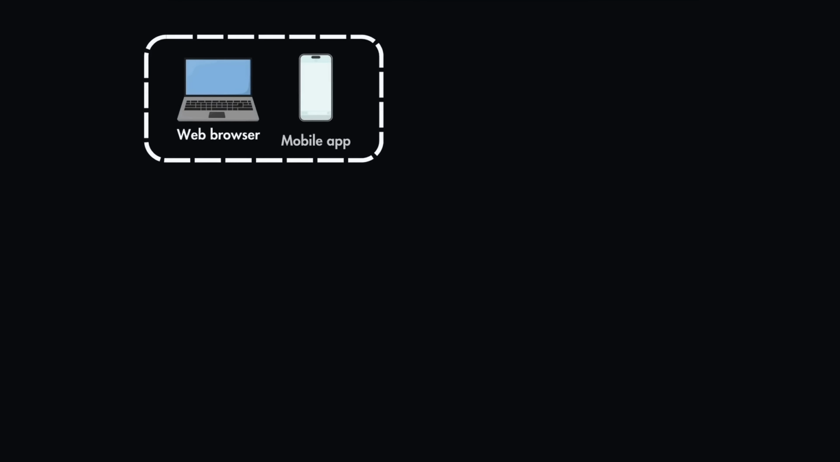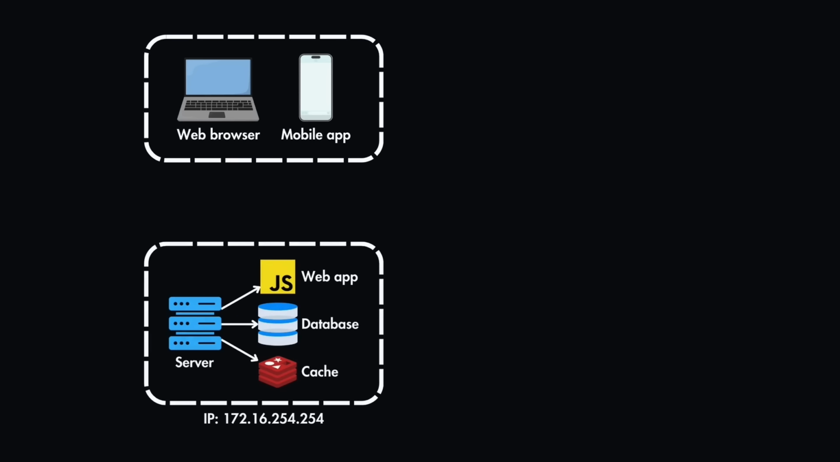We have some users who are trying to access our website or our API on the server. They can be either using the web browser or a mobile app to access our server. And on the other hand, we have our server, which has the necessary files to serve to the web browsers and also the necessary API endpoints to serve to the mobile app. And it is hosted on this example IP address. Initially, our users don't have this IP address. They have the domain which they are trying to access.